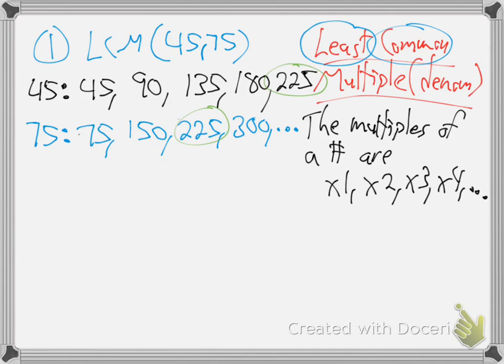What's the only one they have in common up there? 225. Now they would have another one if you kept going. I don't want to keep going. But if you kept going, I think it'd be like 450. They would have that one in common as well. And, well, they'd have infinite forever. But the lowest, among their multiples, the lowest one they have in common is 225. So what that means is if I was adding 1/45th and 1/75th, I wanted a common denominator, it'd be 225. That'd be the LCD. That's the least common denominator. That's the lowest number that they both go into, that's bigger than them, that they divide into.